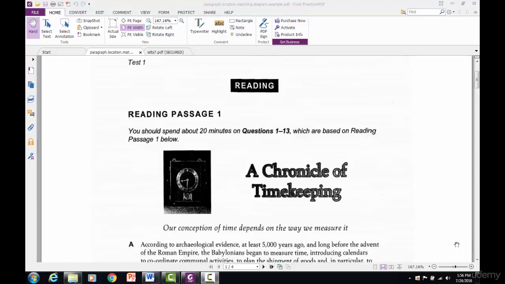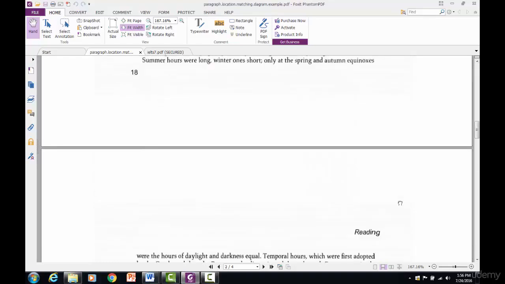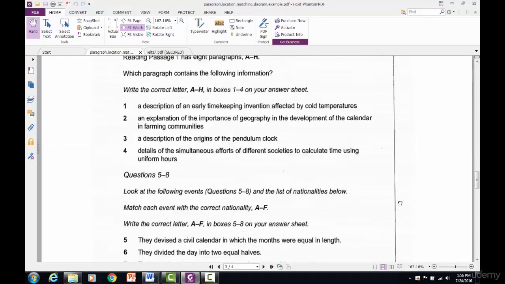Okay, so let's take a look at this example for the paragraph location question. All right, so we're still dealing with our passage we had before. Like I said, this is the paragraph location question right here. It always has language like this: Which paragraph contains the following information? Or sometimes it might say which section contains the following information. All right?